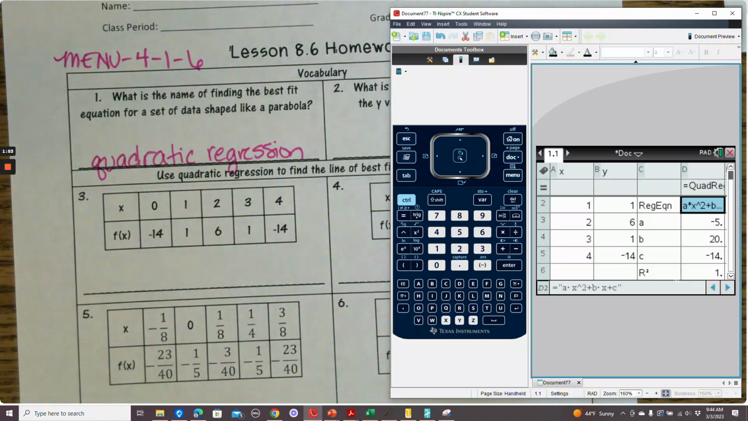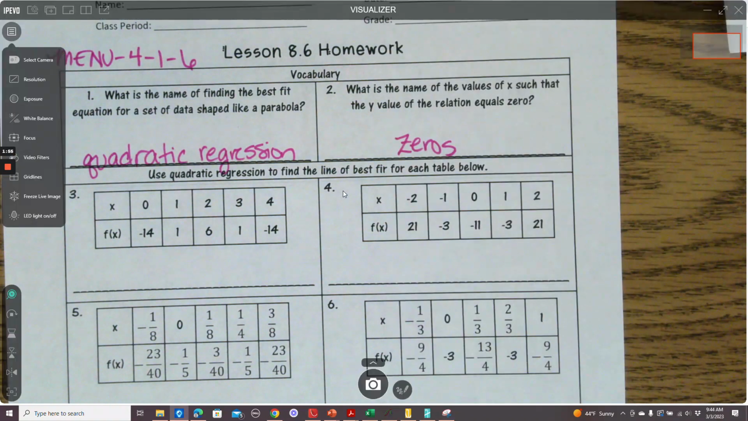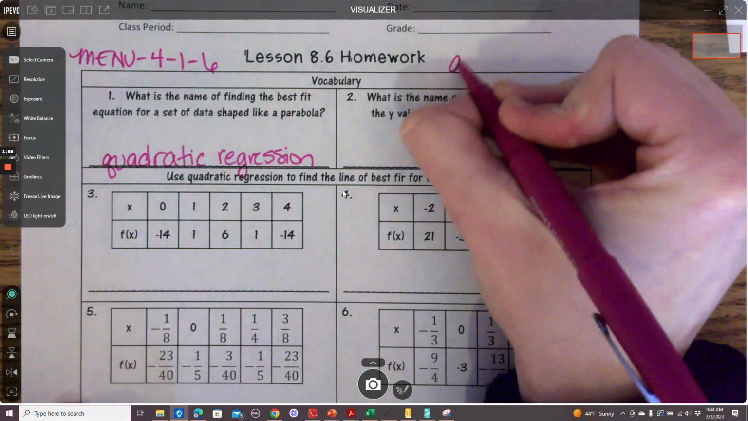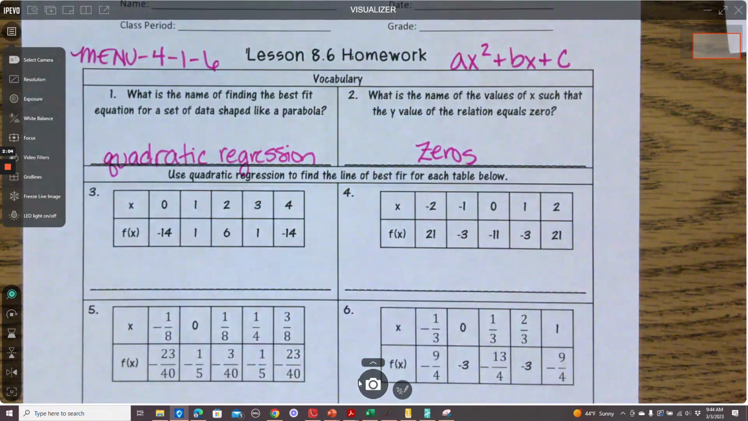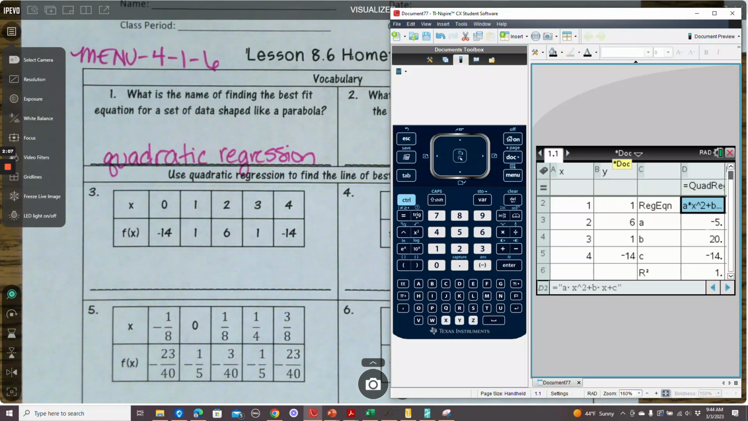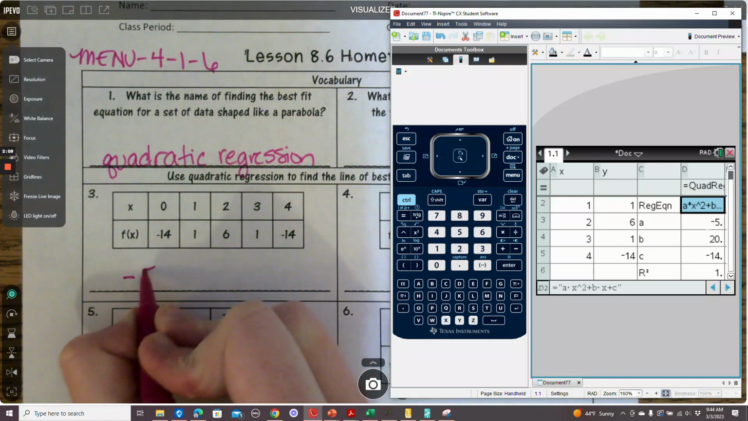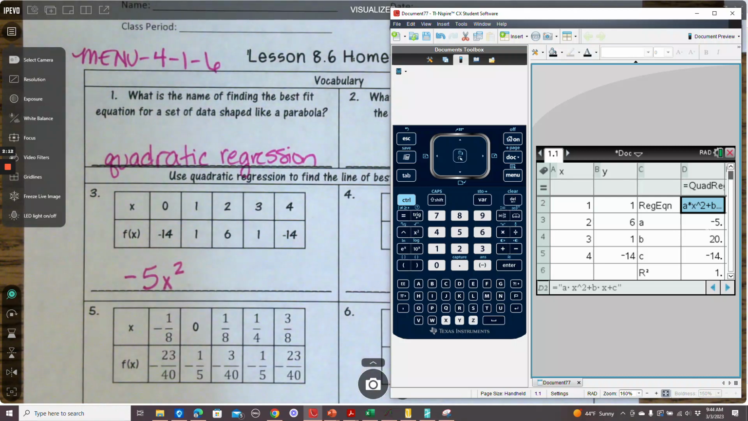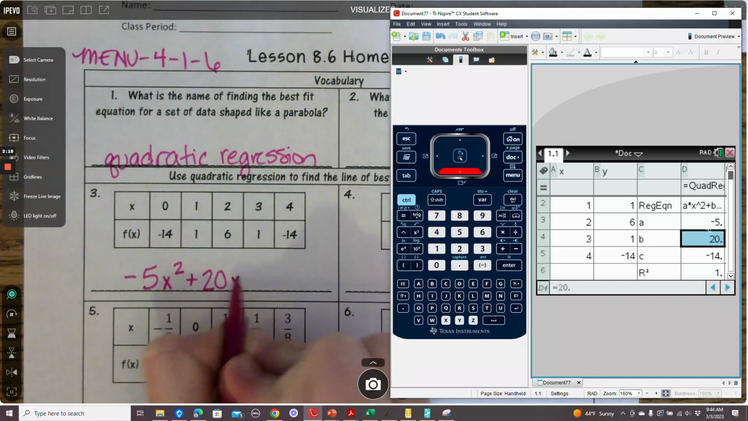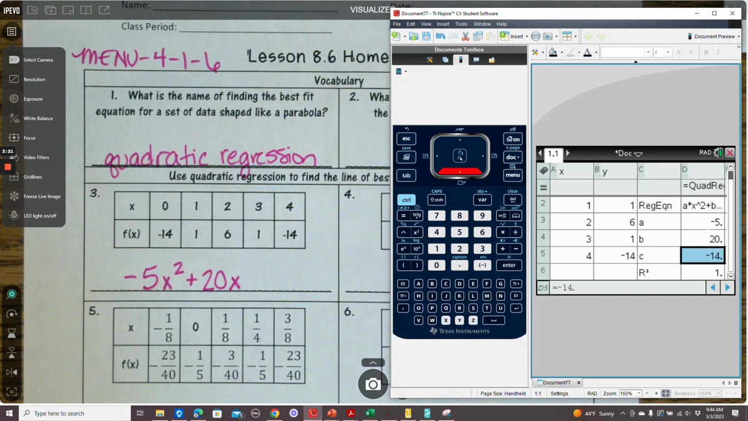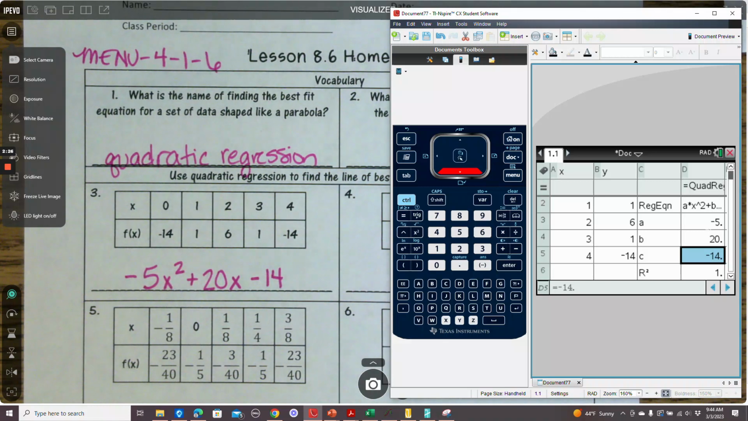Now it gives you the template. Okay, so for a quadratic, it's ax squared plus bx plus c. And so this tells me my a is -5. So that comes first, and the x squared goes after it. My b is a 20, so plus 20, and there's an x after the b. And then the c is -14, so minus 14. That is all we're doing today. We are typing the tables into lists and spreadsheets and doing quadratic regression.